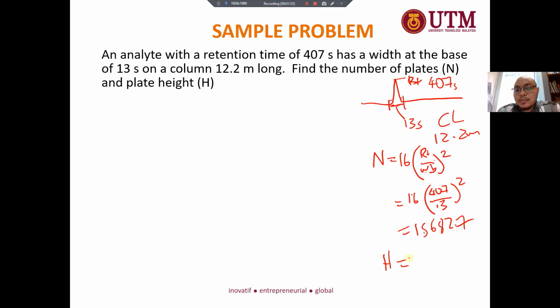Height between plates, or plate height, is L over N, equal to 12.2 meter over this value. So you will get 7.8 times ten to the power of minus 4 meter, or you can convert into millimeter, 0.78 millimeter. So let's look at the answer.